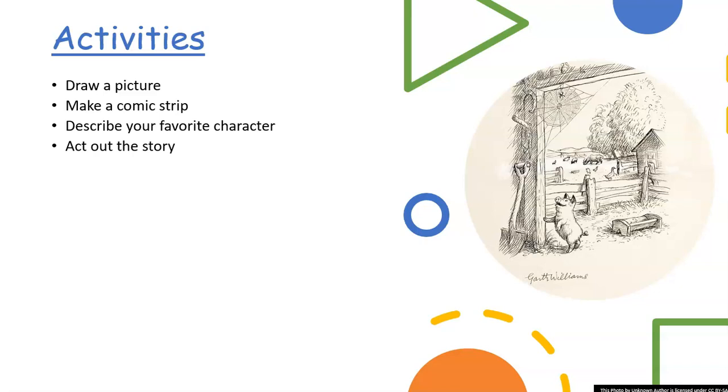Next, act out the story. So grab some family members and put on a show. Act out what we've read about so far in Charlotte's Web, or you could even save this to the end of the book and act out the entire story.